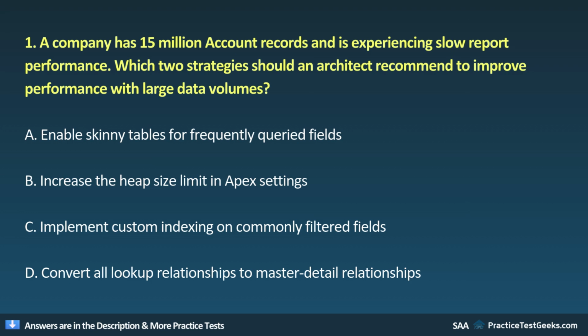1. A company has 15 million account records and is experiencing slow report performance. Which two strategies should an architect recommend to improve performance with large data volumes? A. Enable skinny tables for frequently queried fields.